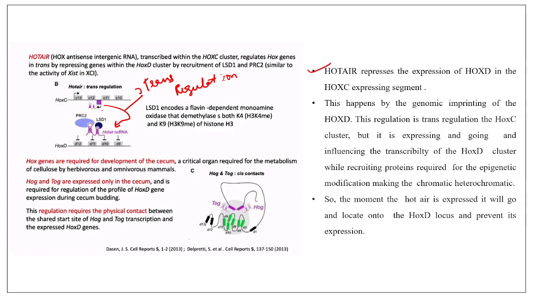That means this HOTAIR long non-coding RNA, although it is produced in HOX-C, goes to HOX-D and silences the expression of HOX-D. So it is going to a different gene. So it is a trans regulation. So in the clusters where HOX-C has to express, HOTAIR will come and silence the expression of HOX-D. This is the gist. The rest are details that you can go through, but this is the main concept behind it.